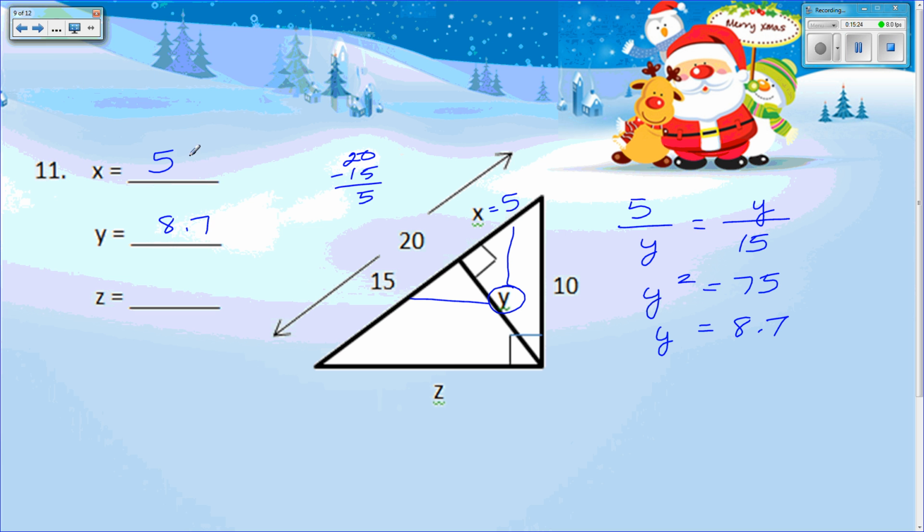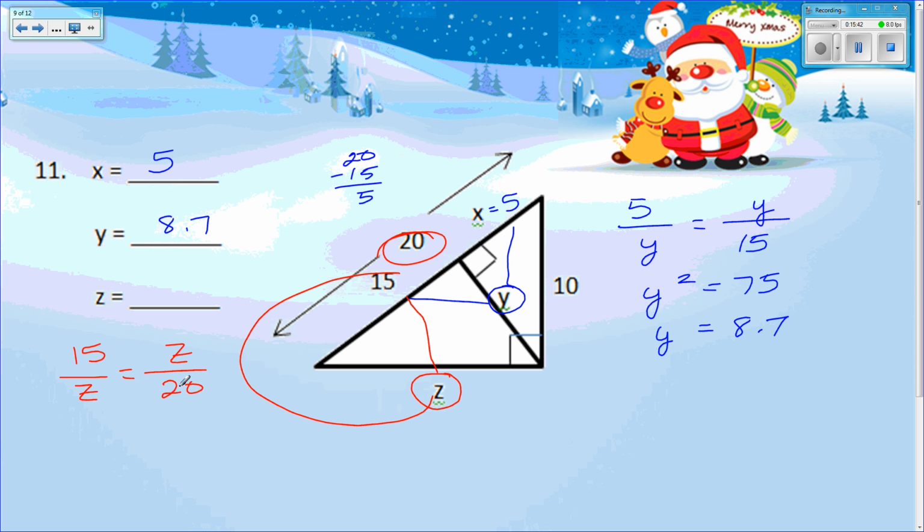And then the last one is our z. So remember, books are deceiving. So z is my geometric mean. So I'm going to write it down twice. It's going to pair with the 15, and then it hooks around and pairs with the 20. So cross multiply. Z squared is 300. Take the square root of both sides. Z is 17.3.